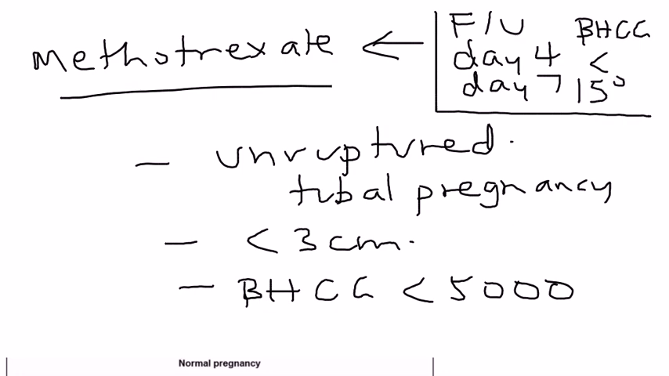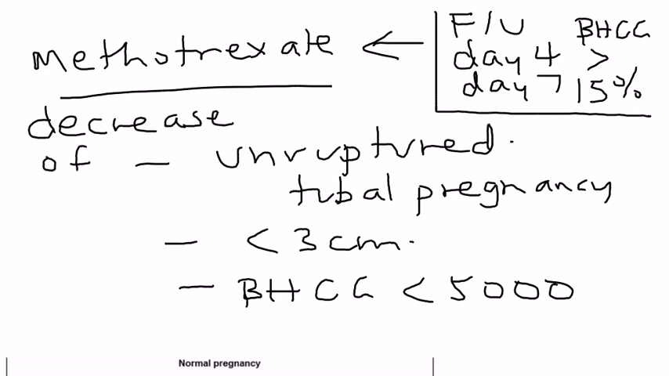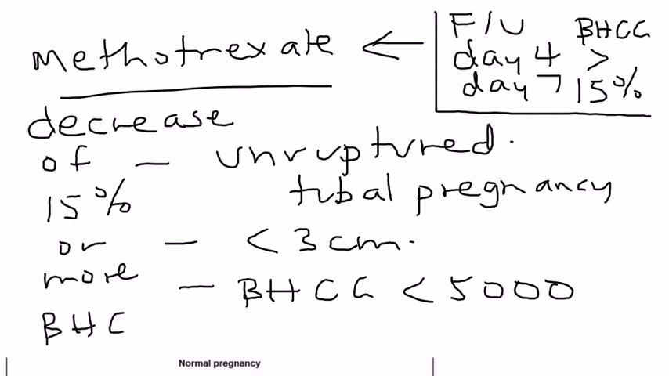than 15%. So I should have wrote greater. So let me just write it out to avoid confusion. Decrease of 15% or more. And if that is indeed the case, when you measure the beta HCG level on days 4 and 7, then you know that methotrexate is working. If it's not, then you have to give a second dose of methotrexate, or you have to proceed to surgery.